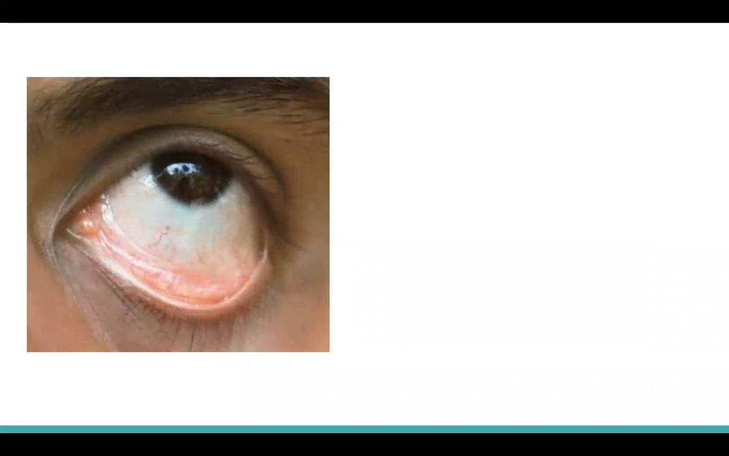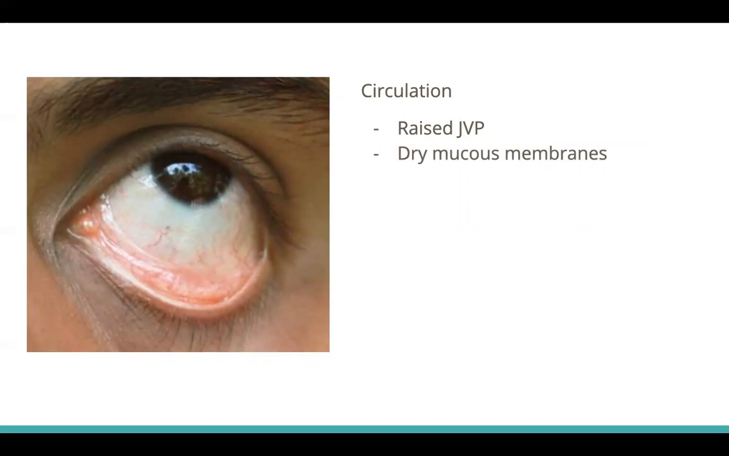Moving on to C, circulation. Look out for a raised JVP. If it's a vasculitic rash that you go on to see, this could be causing heart failure. Are there any dry mucous membranes or cold peripheries? Is the cap refill time more than 2? This can all be in keeping with hypotension and shock, and again, seen most commonly in sepsis. One particular type of sepsis that you're worried about when you have a rash is this meningococcal sepsis.